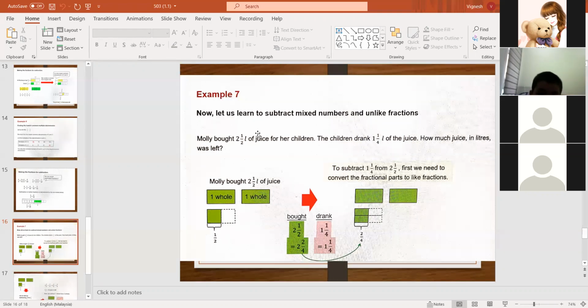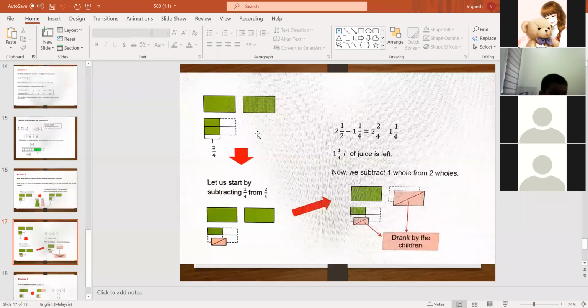Okay, so bought minus the drank. So the answer you will get is 1/4. But where is the whole number that we have calculated just now? How much is the whole number? 1. So the final answer is 1 1/4. Understand or not? Yes, teacher.